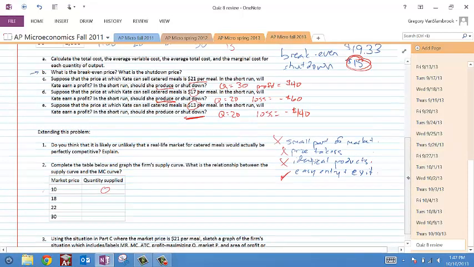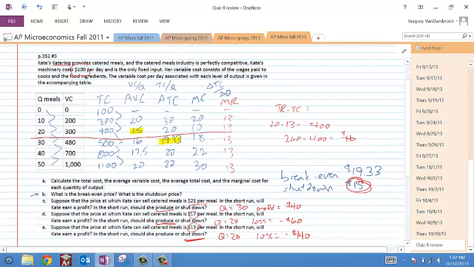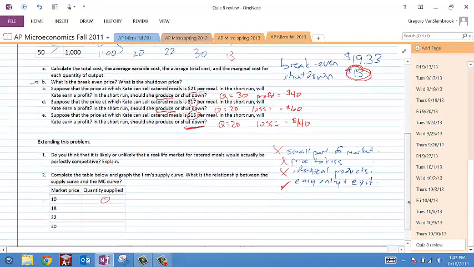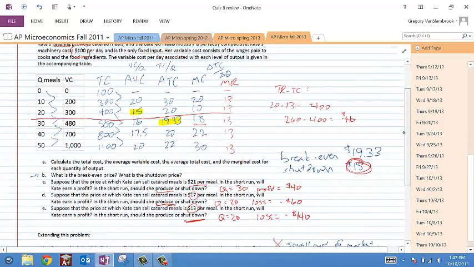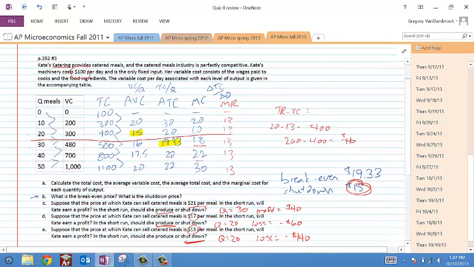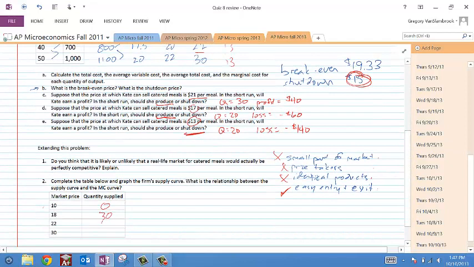If the market price were $18, that matches this marginal cost here at a quantity of 30, so they would produce 30. If the market price were $22, again, that matches a marginal cost number, quantity of 40. If the market price were $30, that goes along with 50.